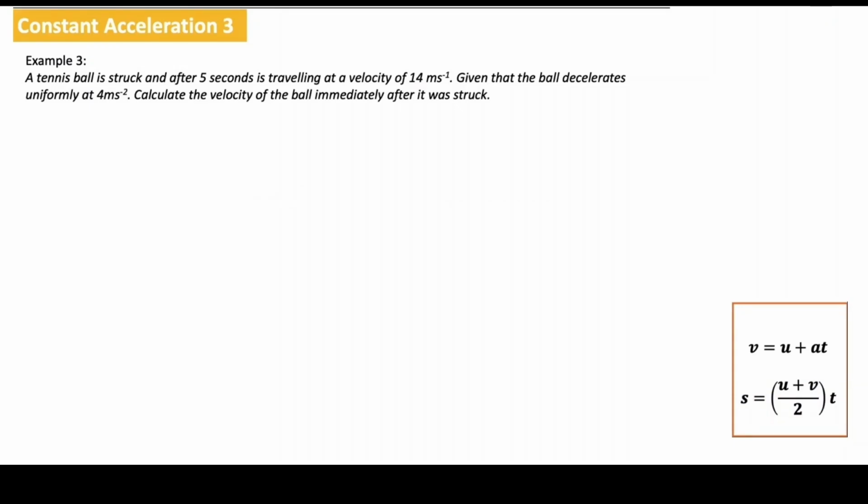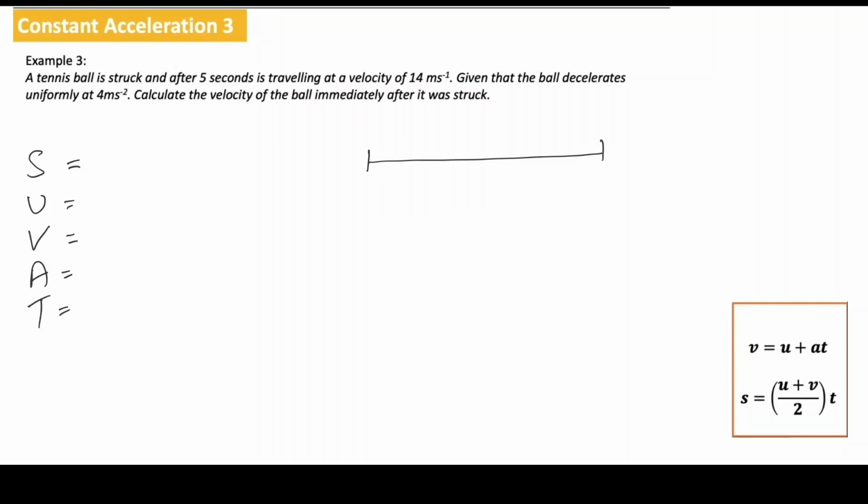Here we're told a tennis ball is struck, and after 5 seconds, this ball is traveling at a velocity of 14 meters per second. We're told that the ball decelerates uniformly at 4 meters per second squared. We're asked to calculate the velocity of the ball immediately after it was struck. As always, a column of SUVAT. Let's put this diagram together and be really careful to read exactly what's being told.